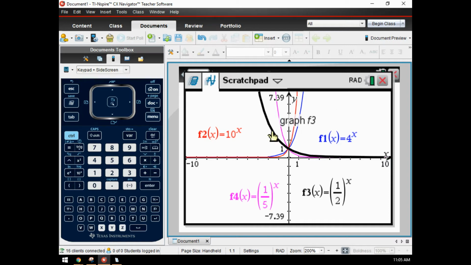What do you notice about my pink and black lines? But they're a little bit farther away. They are. What do you notice about the equations, though, of those 2 lines? They're both fractions, right? So the pink and the black lines both have fraction bases, so they start up high and they go down low. What about my red and blue lines? What do you notice about their bases? They're both whole numbers.